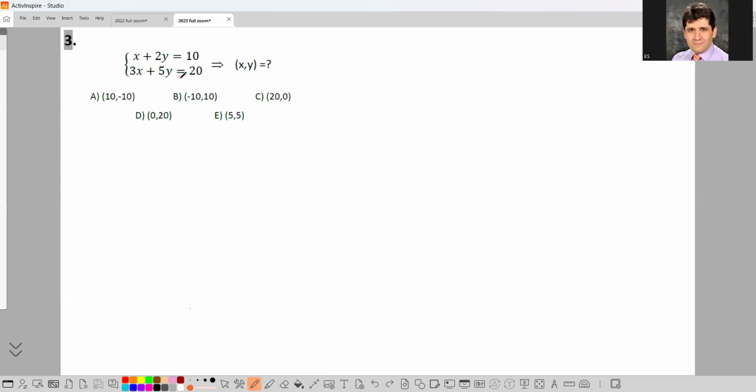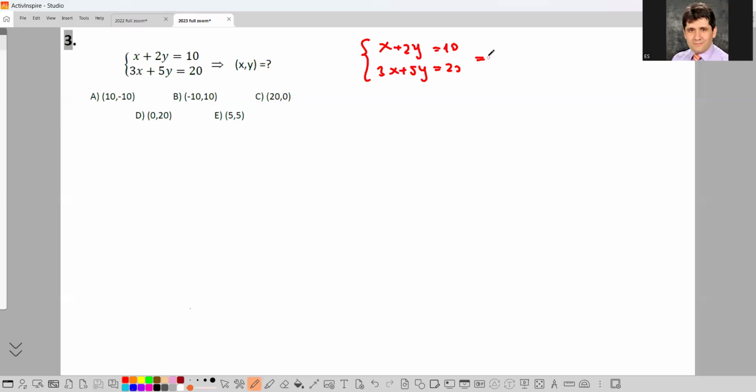We have a system of linear equations. Solving systems of linear equations, there are two common methods that we use. For example, let's see, x plus 2y over 3x plus 5y. Now, one common method is by substitution and the other common method is by opposite terms.